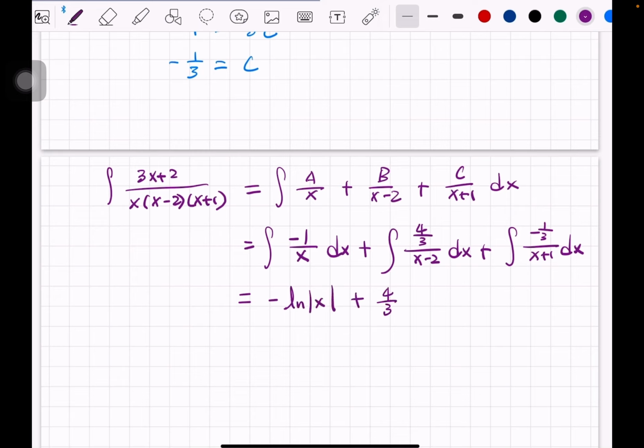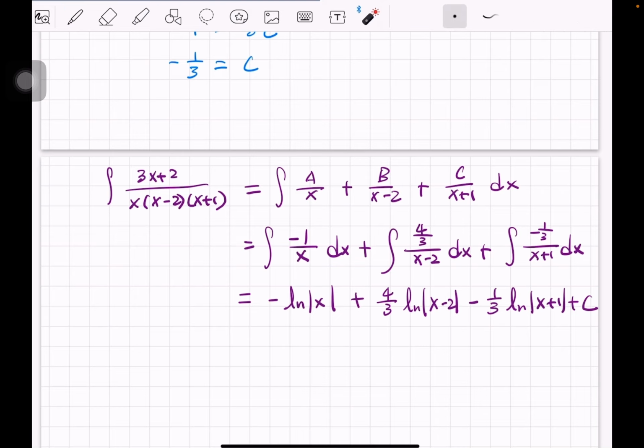Every single term is easy to integrate to find the antiderivative. So we got negative ln of the absolute value of x, plus 4/3 times ln of x minus 2, minus 1/3 ln of x plus 1, plus C. Remember, we're still using the absolute value symbol.